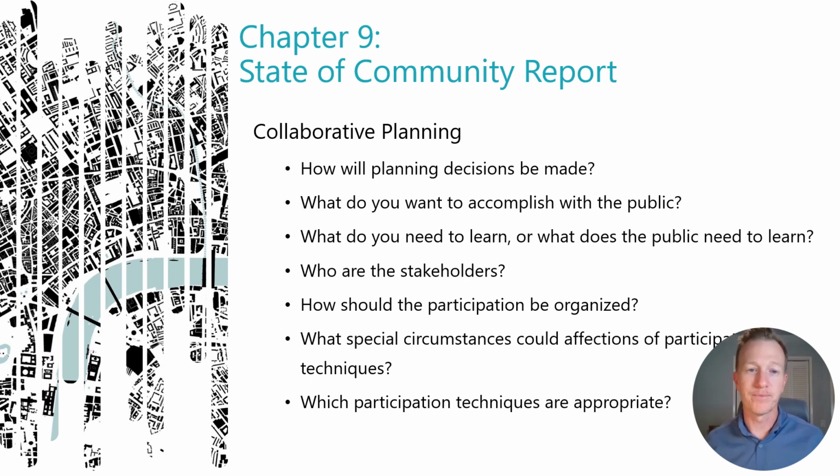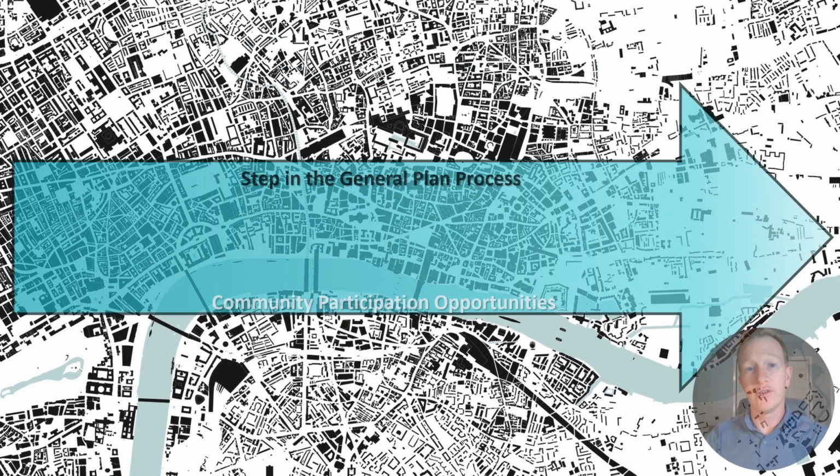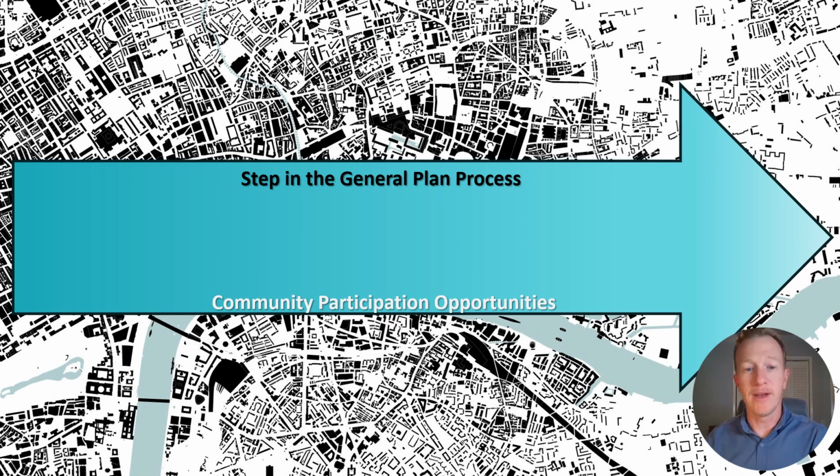So how should the participation be organized? That's another question. Typically you'd put together a timeline of the major events in your planning process, and then show specifically when people can participate. Here's an example of what that might look like. As we go through this slide, you'll see the different steps in the general plan process added to the slide, along with, at the bottom, when the community can participate.